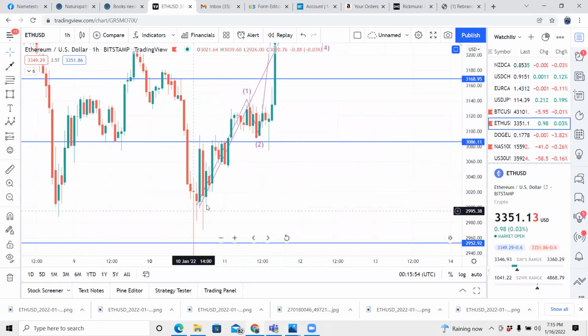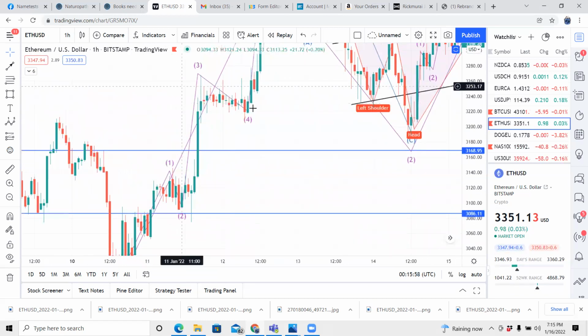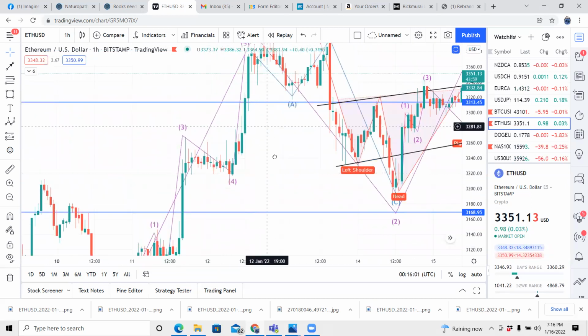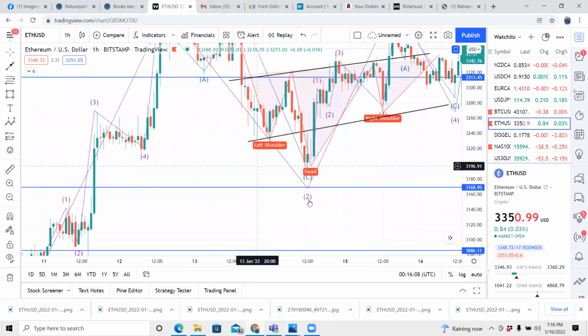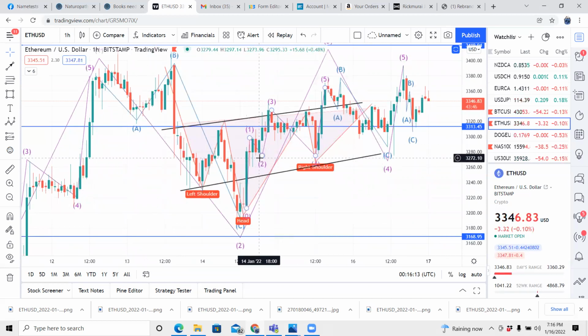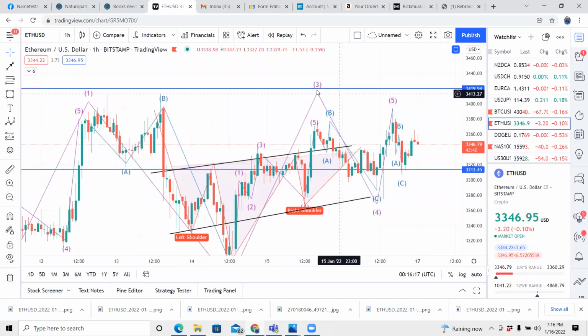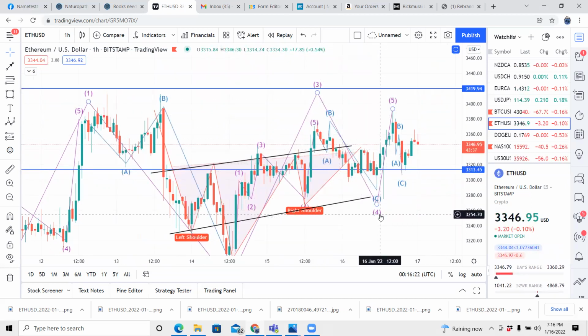We need to find out what part of the wave we're in. So we're in the 1, 2, 3, 4, 5, which is actually the first one. Then we have the A, B, C correction, which happens to be the 2. Then we have the 1, 2, 3, 4, 5, which happens to be the 3. A, B, C correction, which happens to be the 4.